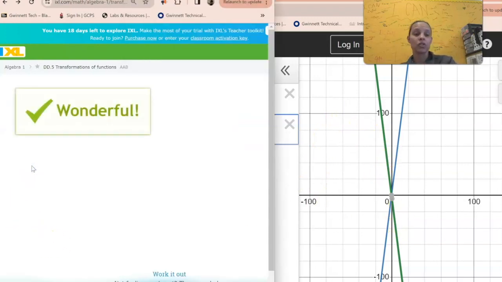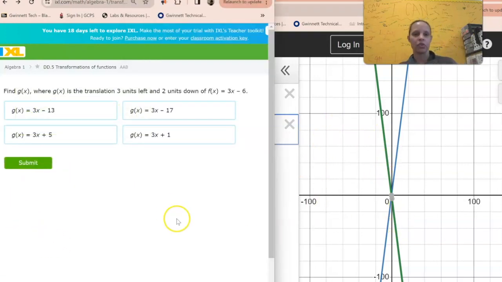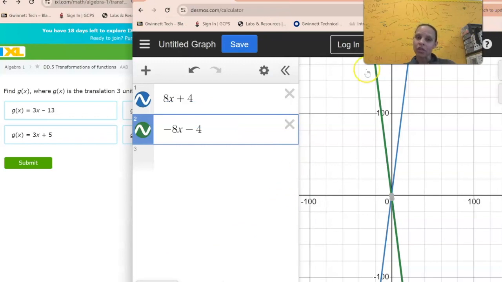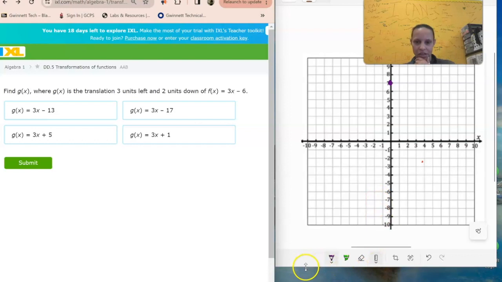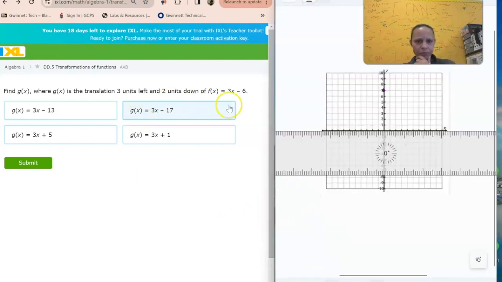All right. So again, you could use a calculator or you could go ahead and do it. So some questions I will, some I won't. All right. Let's see. 3 left and 2 down. So maybe on a question like this, it might be faster. So let me show you what I would do and then you guys decide what you want to do. All right. So you start off with this one and you want to move it 3 left and 2 down.